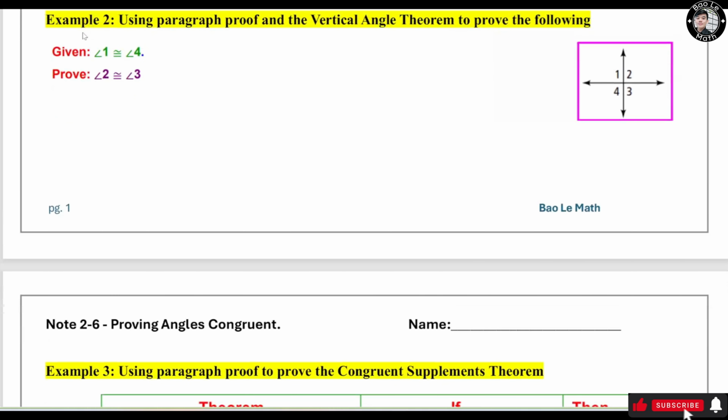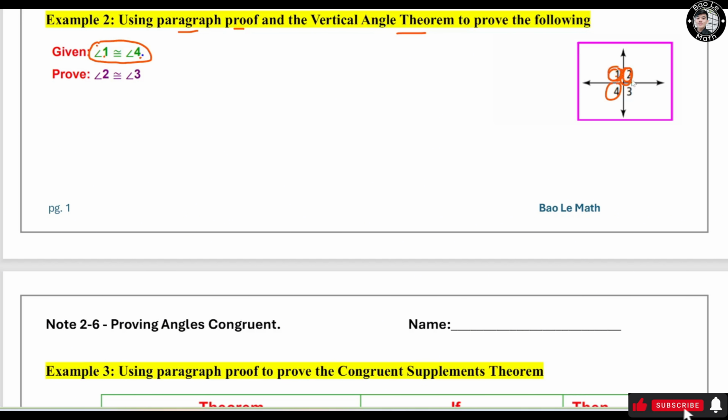Now, let's move on to example number 2. We're going to use a paragraph proof and the vertical angles theorem to prove the following. Given angle 1 is congruent to angle 4, we need to prove that angle 2 is congruent to angle 3. We're going to start with the given. So we're going to say that since angle 1 is congruent to angle 4 is given, but angle 4 is congruent to angle 2 by the vertical angles theorem, we can conclude that angle 1 is congruent to angle 2 by the transitive property of congruence.